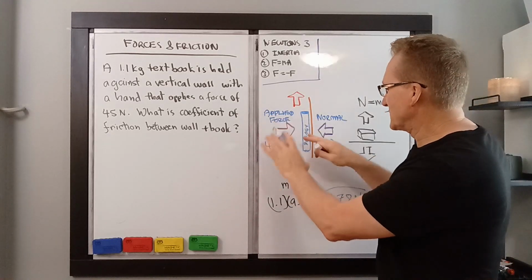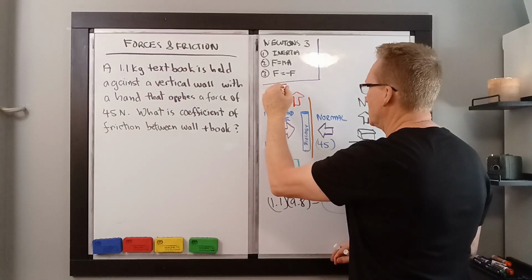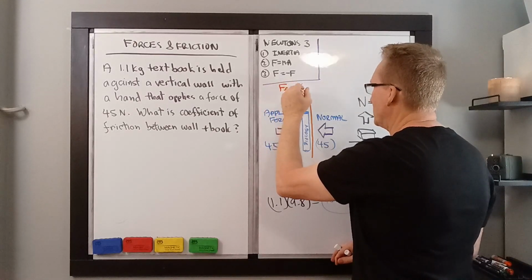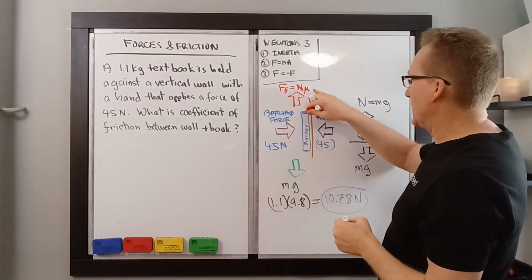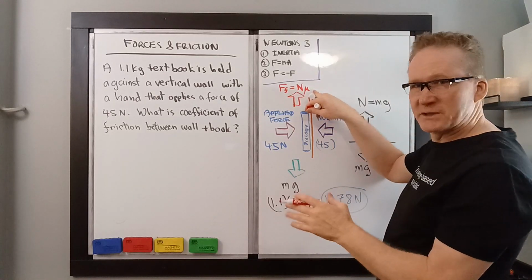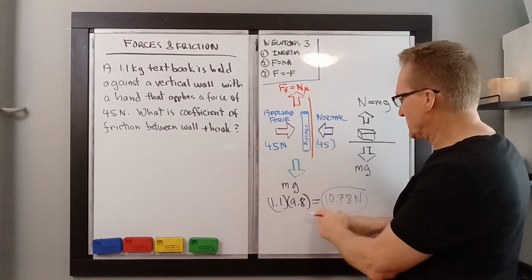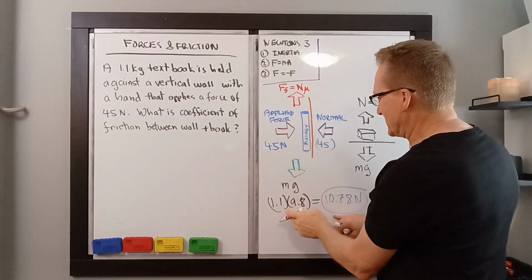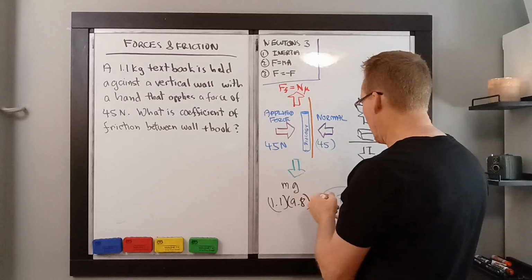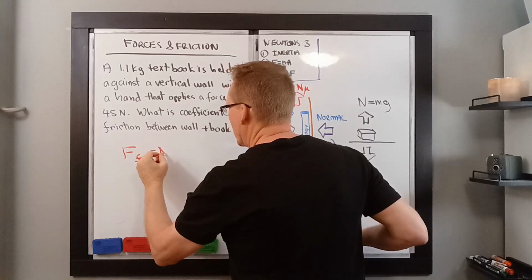Now, if this book is not slipping, it's not falling anywhere, so the force of friction, the way we normally do it, is the normal force times mu. We have the normal force right here, and mu is what we want to find. What would this force of friction need to be? It would need to be equal to the force applied by gravity, because this upward force of friction here has to be the same as this. So the force of friction is going to be equal to the normal force times mu.